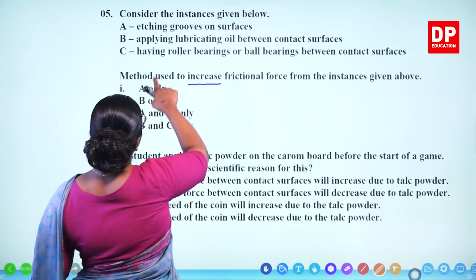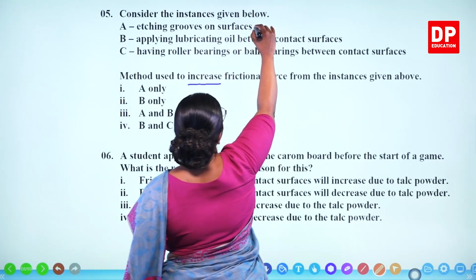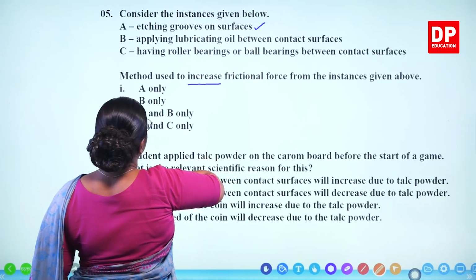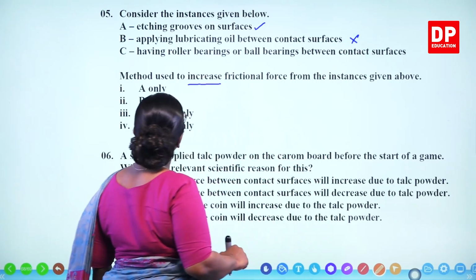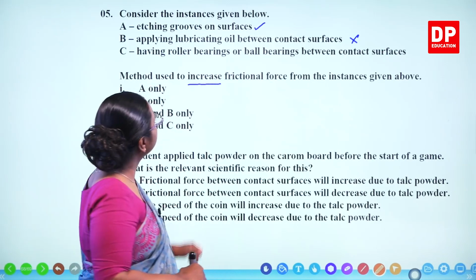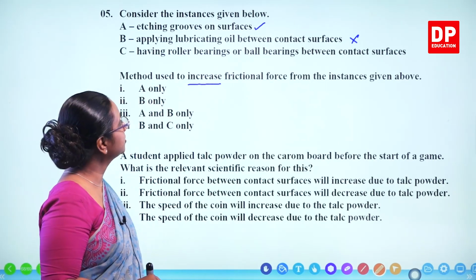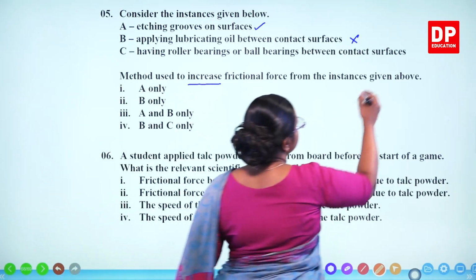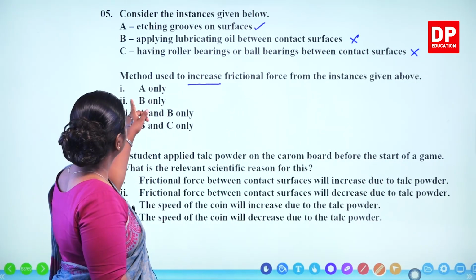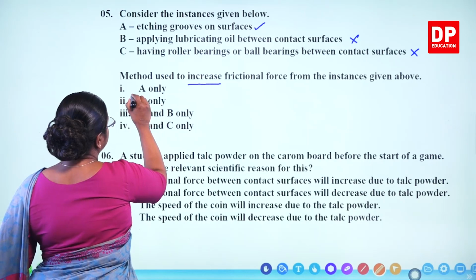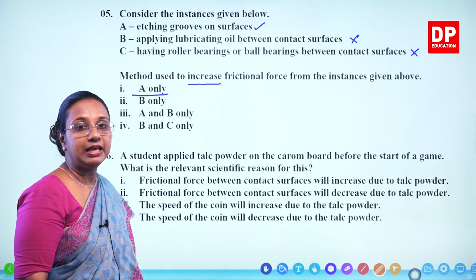So, here you can see etching grooves increases friction, but applying lubricants decreases friction, and having roller bearings or ball bearings, that also decreases friction. So, it is only A. Answer is A only.